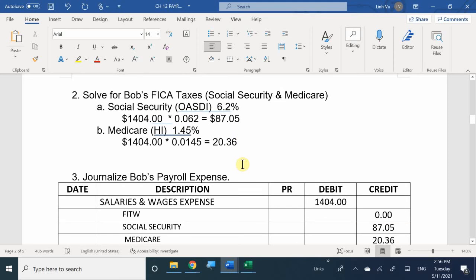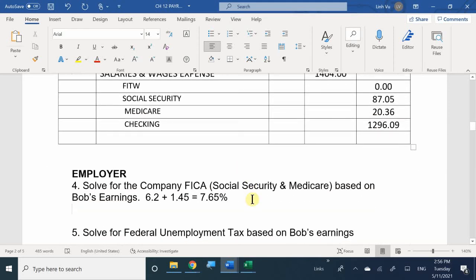What do we know about solving from above? We already solved for the Social Security and the Medicare. So in this case, 87.05 plus your 20.36, and we get a total of 107.41. Okay, so that's how much FICA that we have to pay because we have to match them 100%.